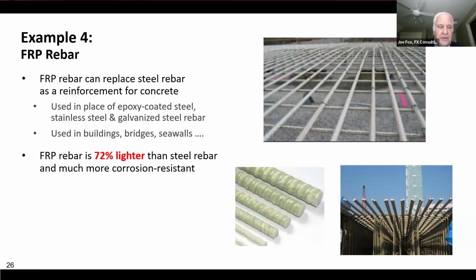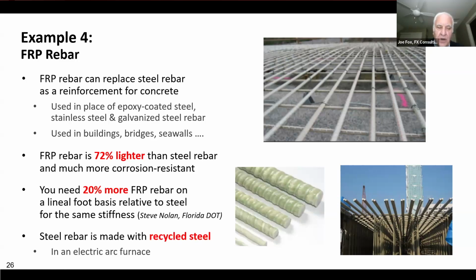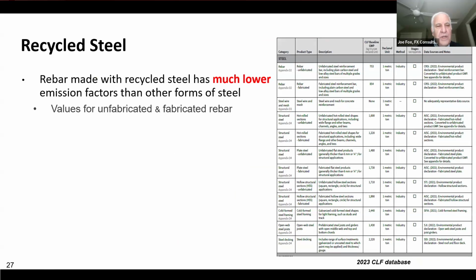But there are a couple of buts in this example. When you use FRP rebar, you need 20% more on a lineal foot basis relative to steel for the same stiffness, 20% more. And that comes from Steve Nolan at the Florida Department of Transportation. Another important point is that steel rebar is typically made with recycled steel. It is not made in a blast furnace. It is recycled steel processed in an electric arc furnace. And that is important when you do the calculations, because rebar made with recycled steel has much lower emission factors than other forms of steel.